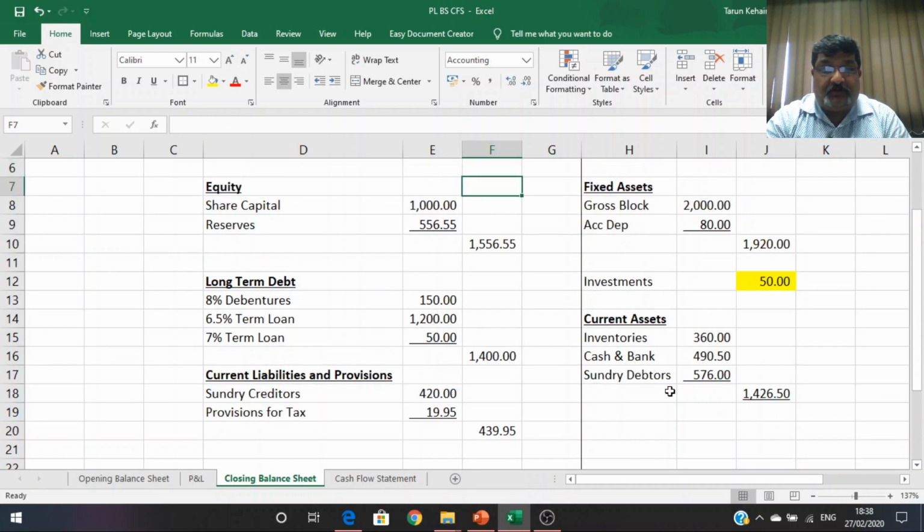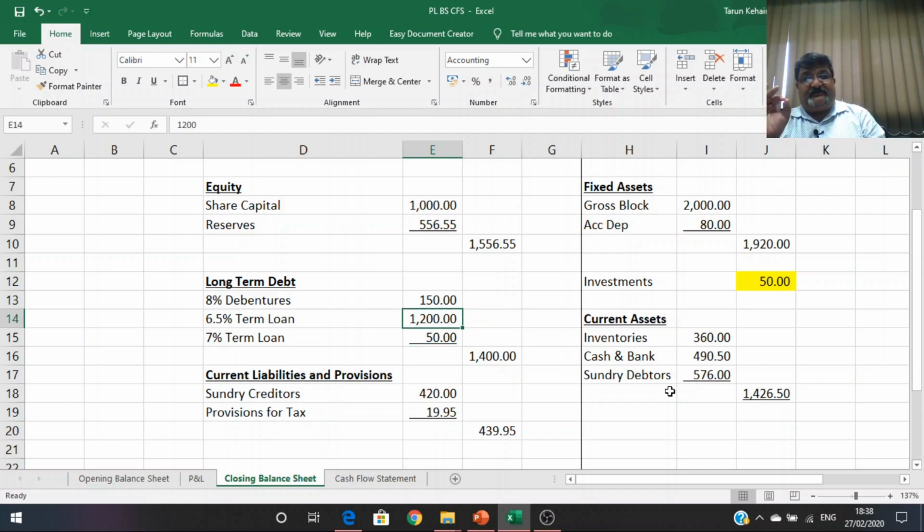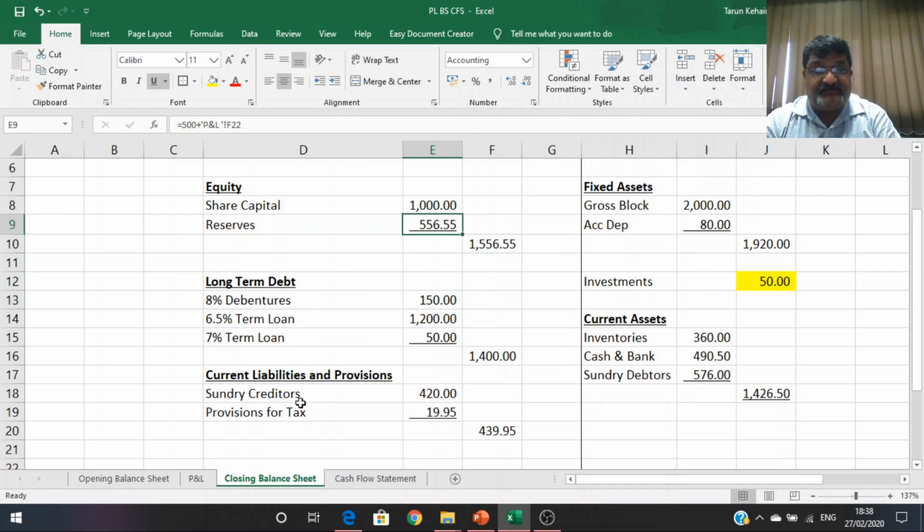So now I move to long-term debt. My 8% debentures remain unchanged. My 7% term loan remains unchanged. All I have here is the 1200 crores of the new term loan that I have taken to finance the net capital acquisition. And what about the share capital? That remains unchanged, but the reserves will change.